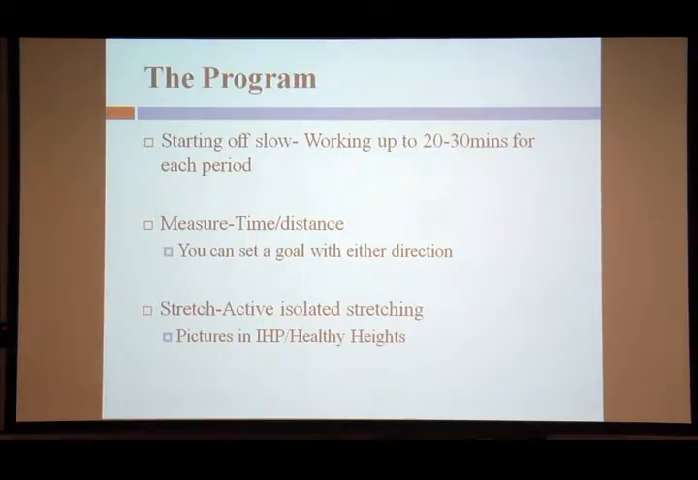All right, now about the program. You always want to start off slow, working up to 20 to 30 minutes for each running period. You can measure your run through two different means, time or distance. You can set a goal with either direction. When I like to run, I usually measure for time. A lot of the machines that we have here at Lift are measured on time. But most people who run outdoors do distance.